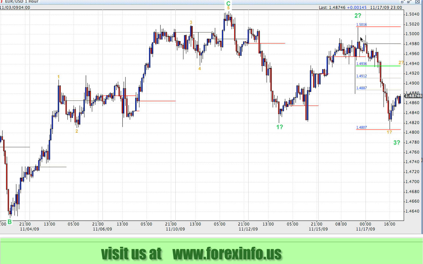Within 3, I think we're probably going to have an extended 3, because if this was the end of 3, I really would have expected it to get quite a lot further down. So I think this probably is 1, 2 within 3.